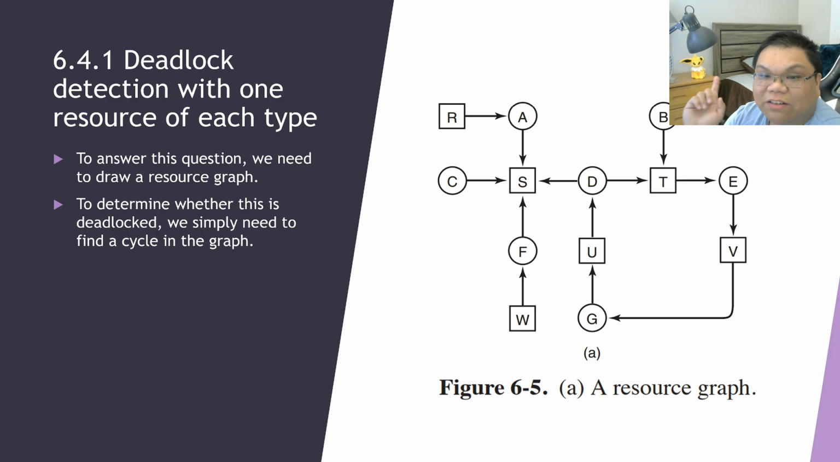Well, to answer this question, we can just draw a graph of how these resources are allocated. To determine whether it is deadlocked, all I've got to do is find a cycle in the graph. Because all of these are directed edges, all we have to do is find some loop in the graph. You see the loop? It's here.